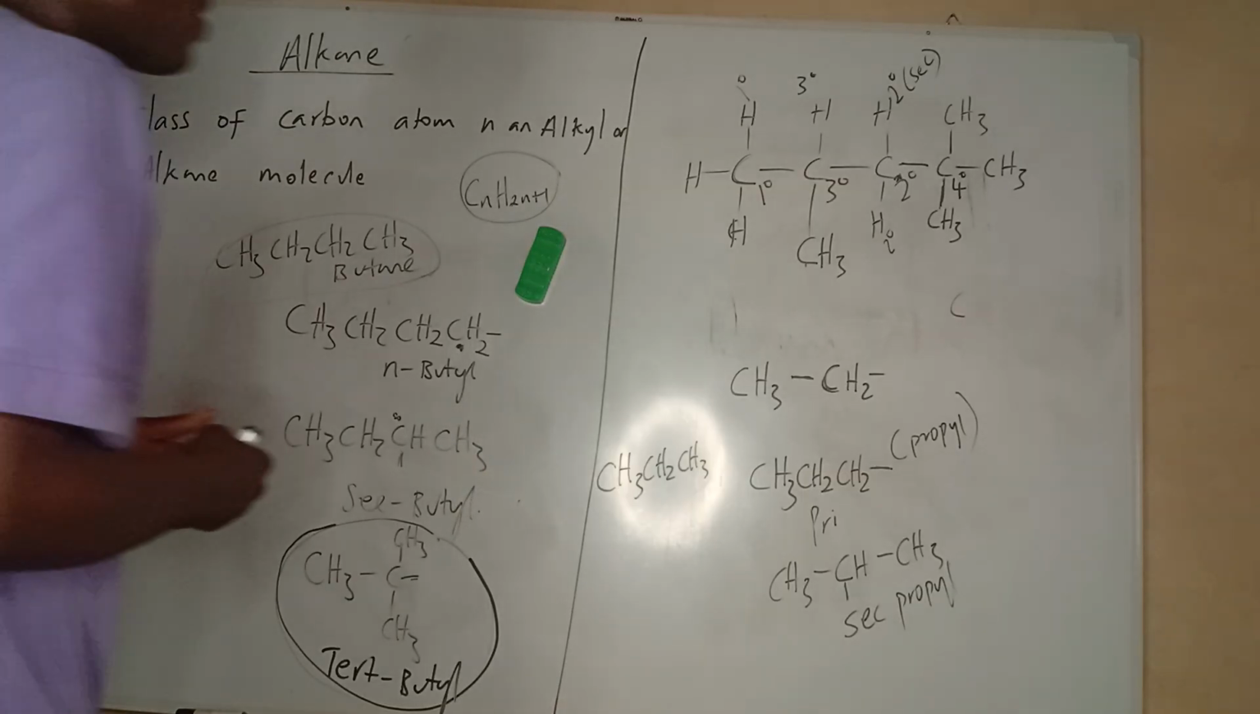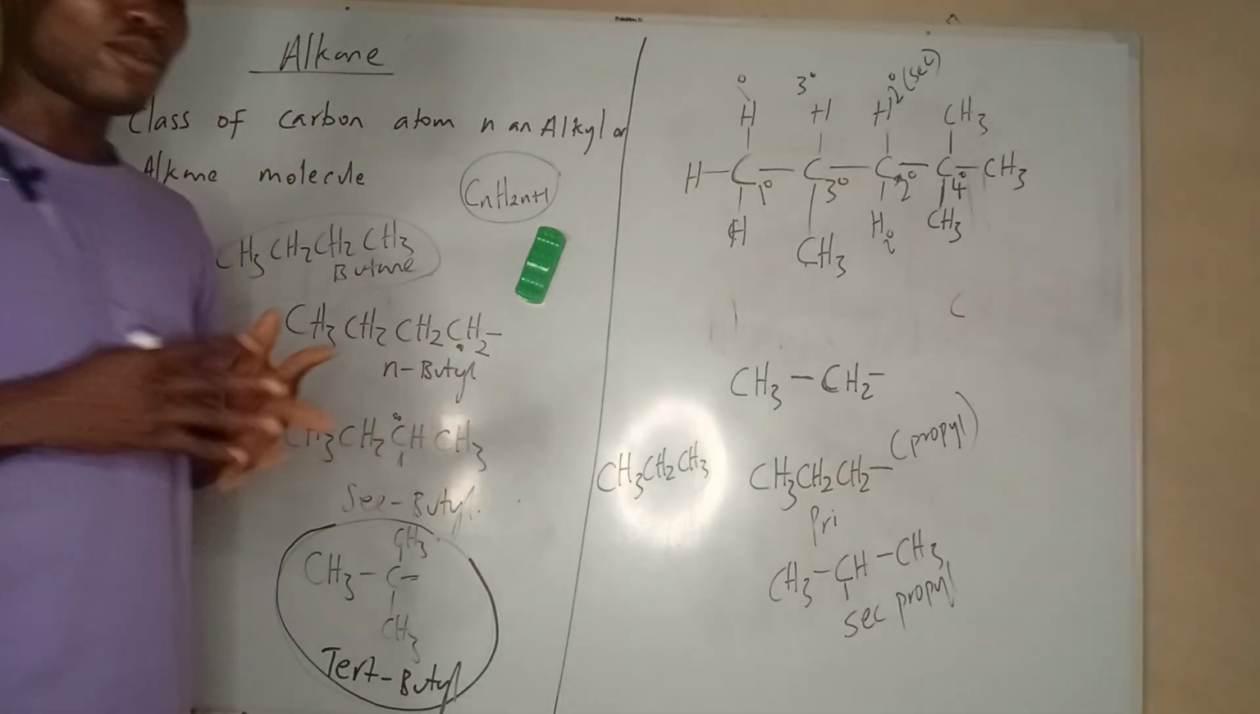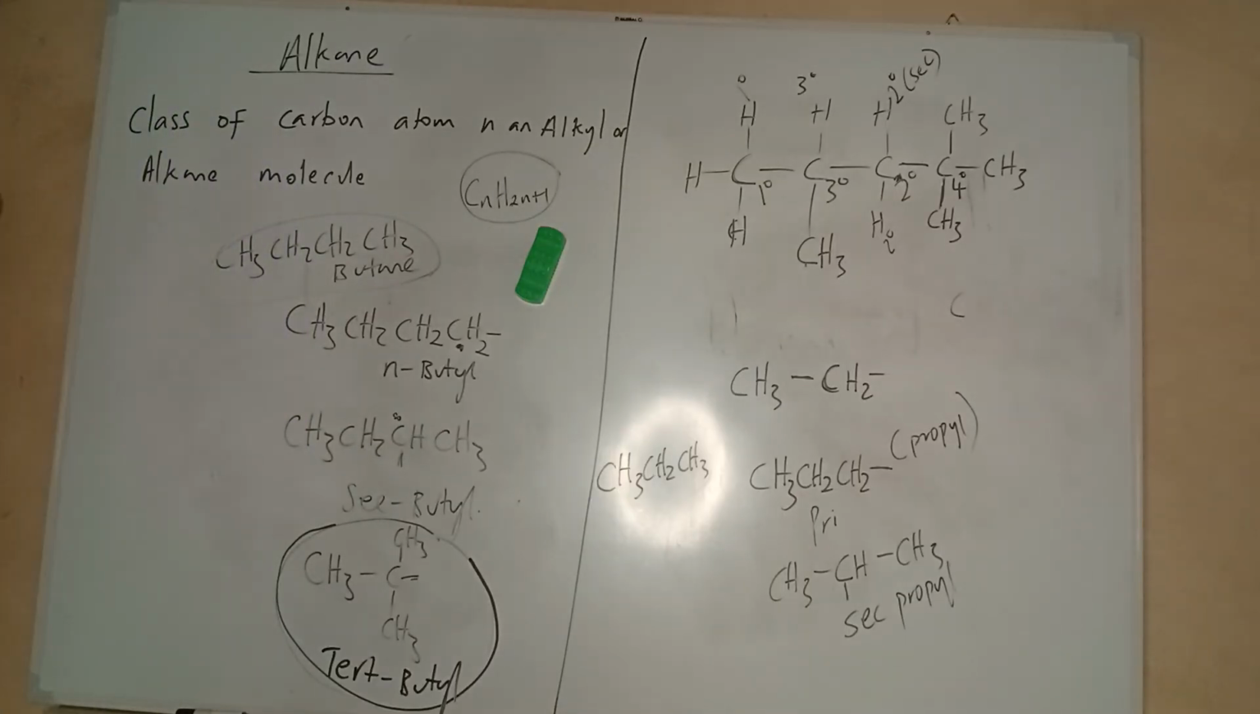So these are the very simple ways we can classify alkyl groups. I will leave them, so you have to look at them properly. They look a little bit dicey.